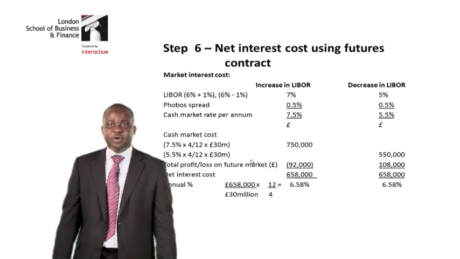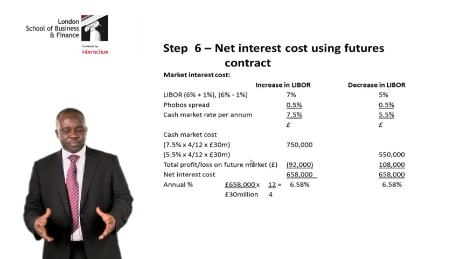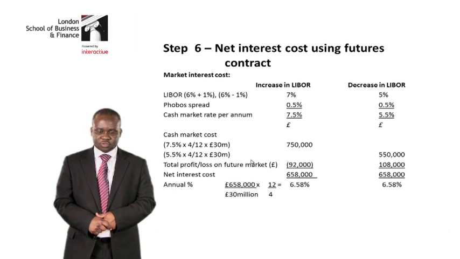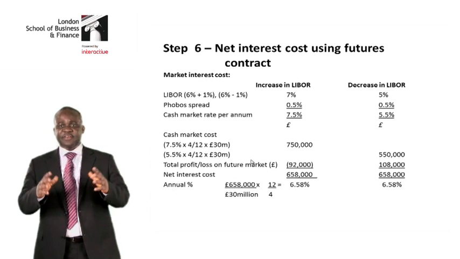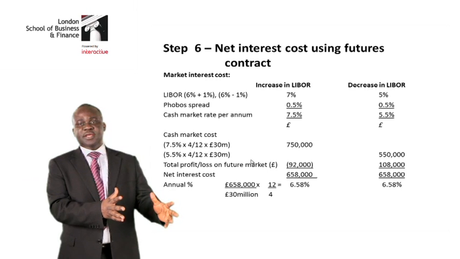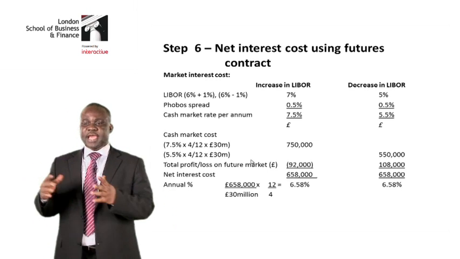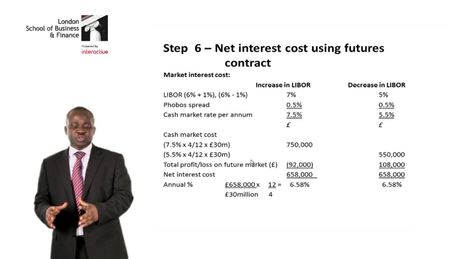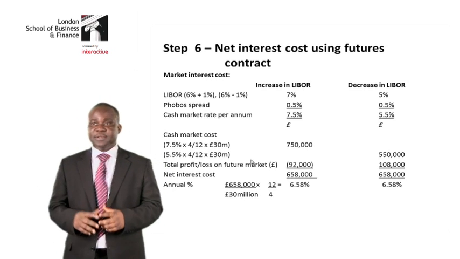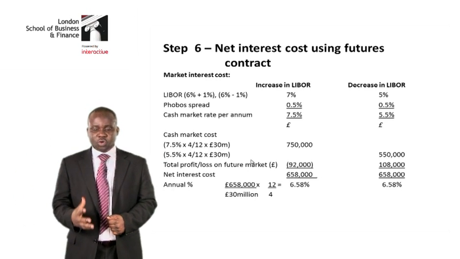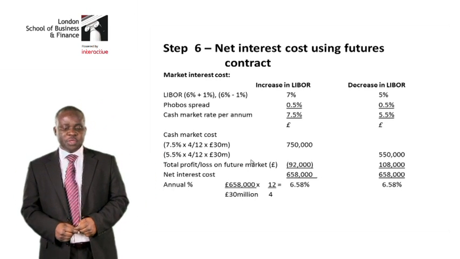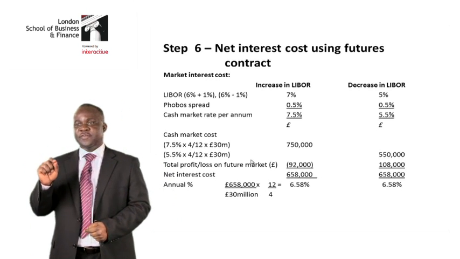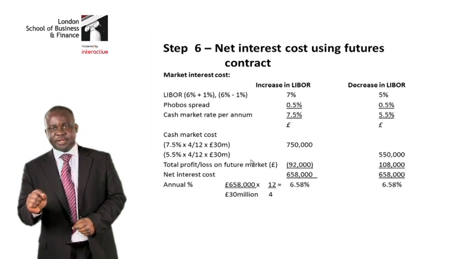What will be the overall outcome? Which in some terminologies, some will say net interest cost using the futures contract. Okay, the futures contract will be done in the derivative market, and we would have to go to the bank or elsewhere to go and borrow. So where we're going to borrow is what we're referring to as the market, so the market interest cost. If we are going to borrow, we borrow at LIBOR plus 50 basis points.